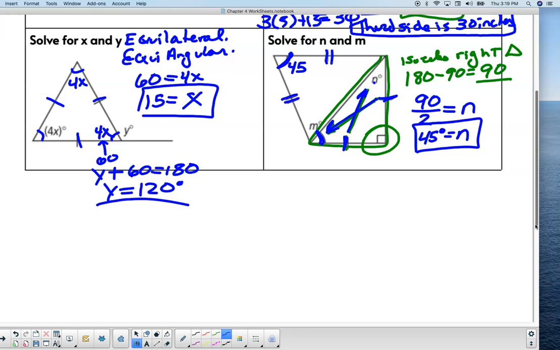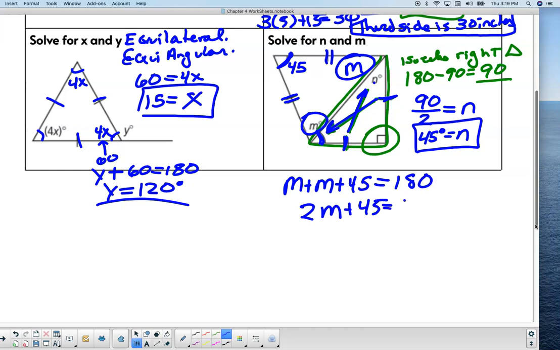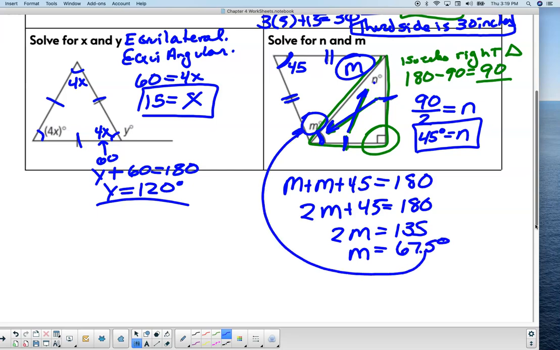And now I know that angle M and angle M are the same. So I've got M plus M plus 45 is equal to 180. I've got 2m plus 45 is equal to 180. Subtracting 45, I get 2m is equal to 135. Dividing by 2, I get m is 67.5 degrees. So that's what that is, and that is.